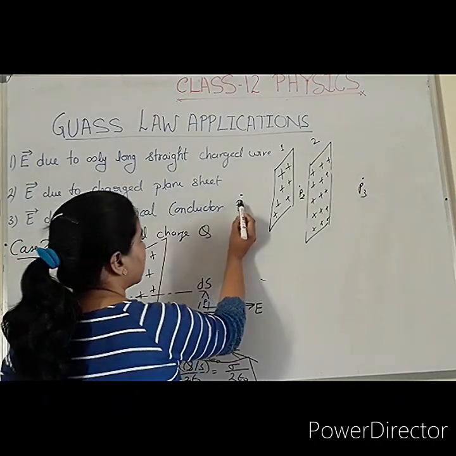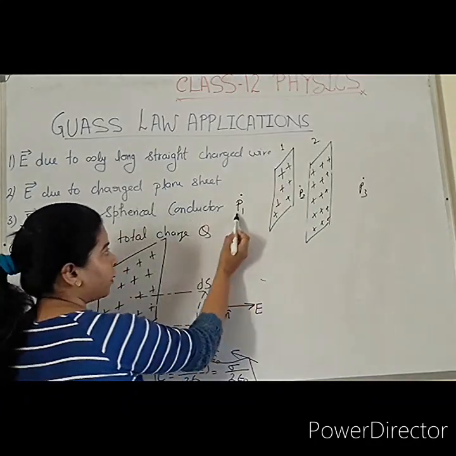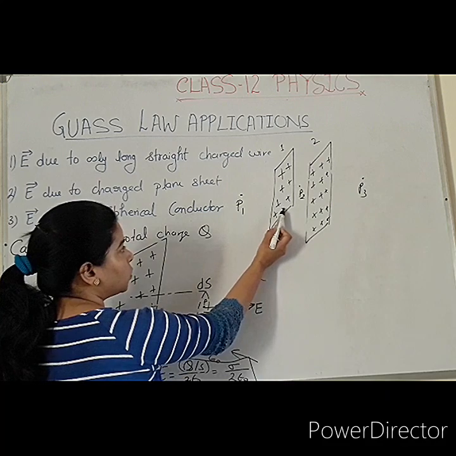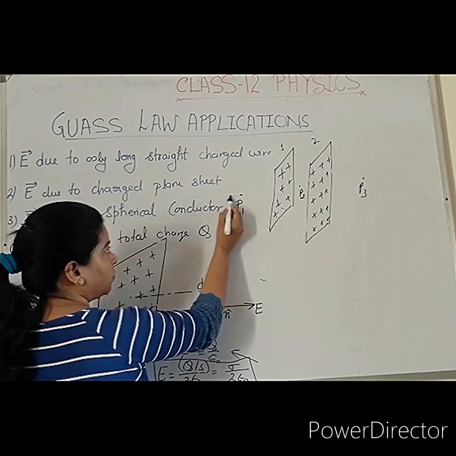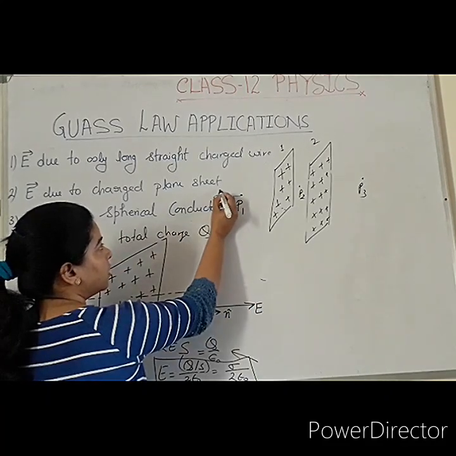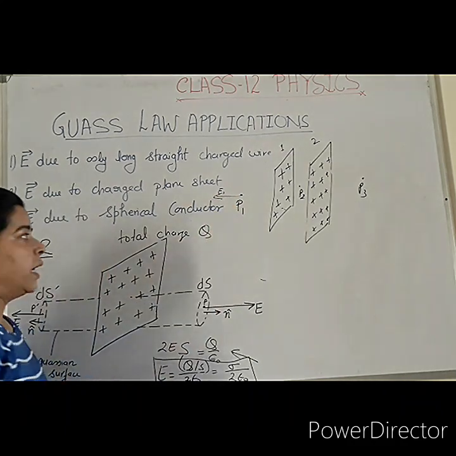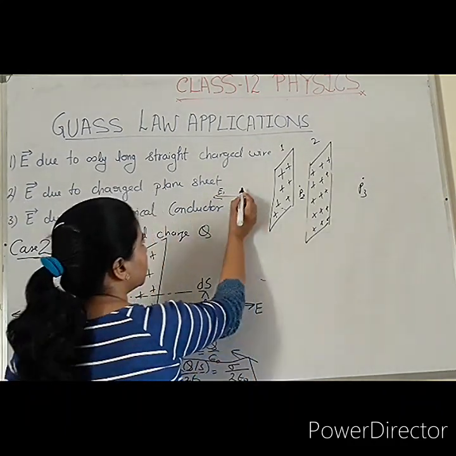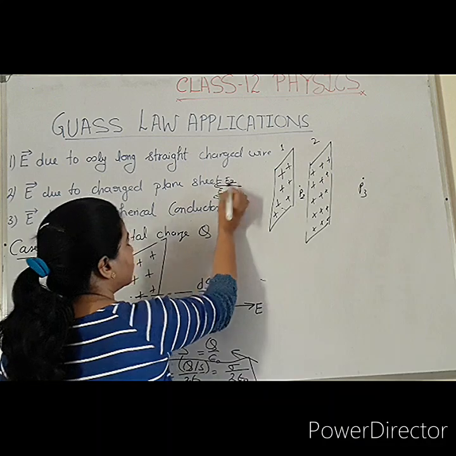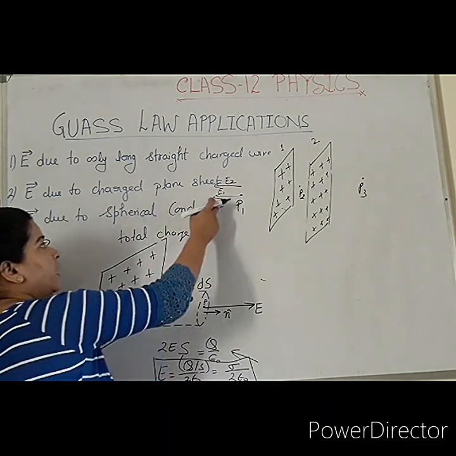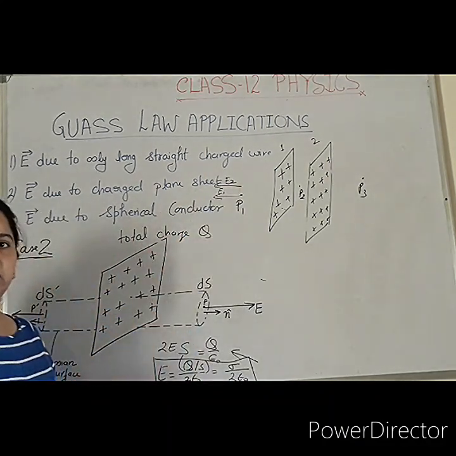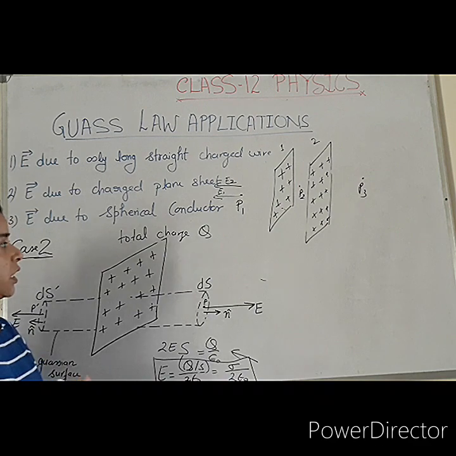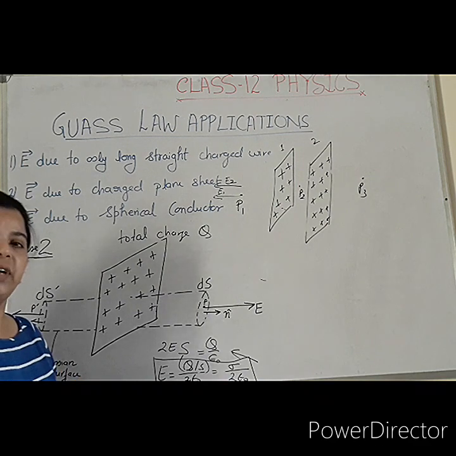If we are talking about the P1 point, at the P1 point the electric field due to sheet 1 should be in this direction, this is E1. And the electric field due to sheet 2, this is E2. So the net electric field will be the addition of the two. Electric field is a vector quantity, so we will take the direction too. If the directions are opposite, we will subtract the values. If the directions are the same, we will add the values. It is a vector addition.